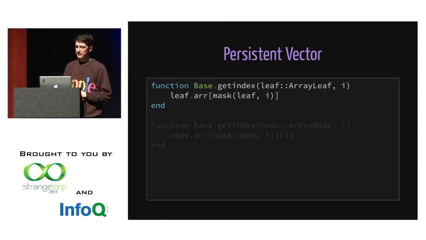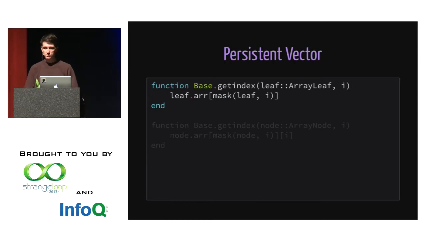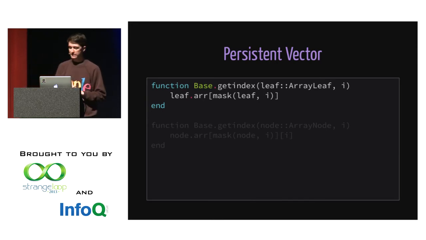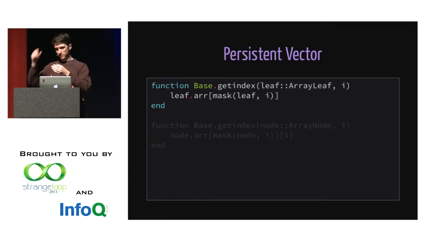Now we can implement getIndex, and what this will allow us to do is use the bracket syntax for indexing into something. This is quite simple once we have this mask function. If we're in a leaf, the way that we get the index is just by indexing into the internal array with the result of masking the correct view. So this is really simple.